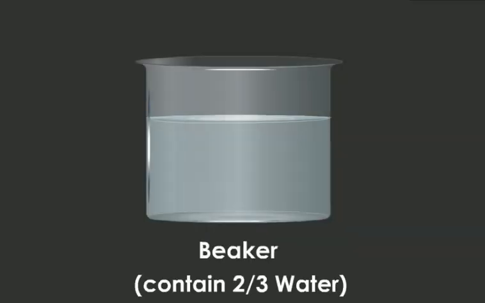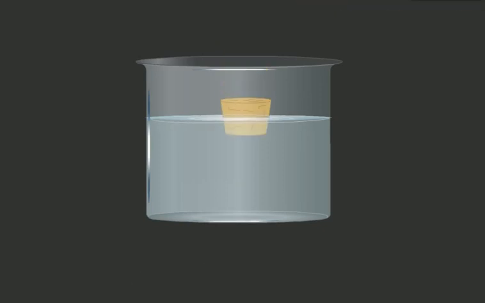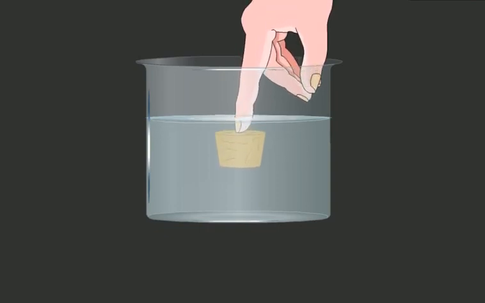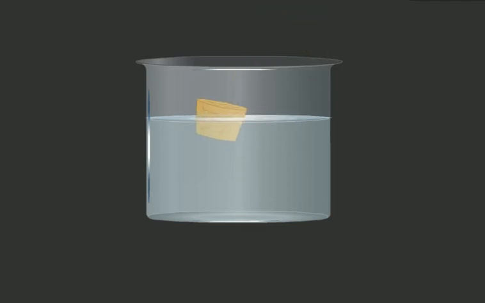Take a beaker containing 2/3 water. Take a piece of cork and push below the surface of the water in the beaker. Release the cork. Students, the cork rises to the surface again. The liquid thus exerts an upward force on the cork, and this is due to the pressure exerted on the cork by the surrounding liquid. This proves that liquid exerts pressure.